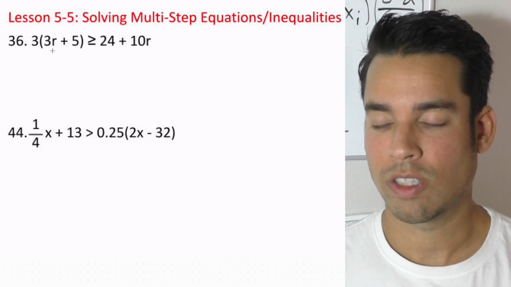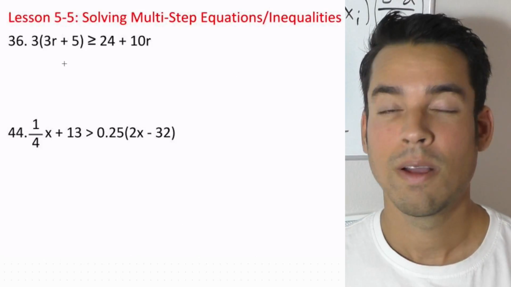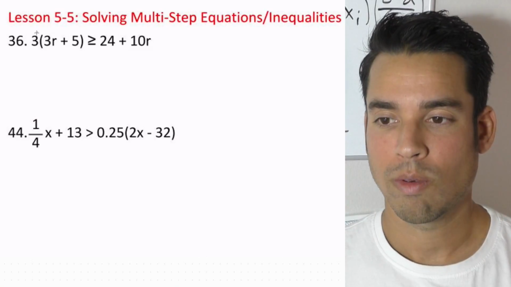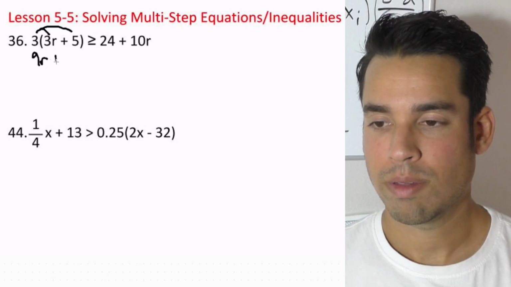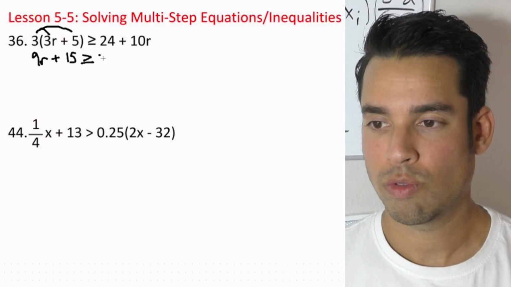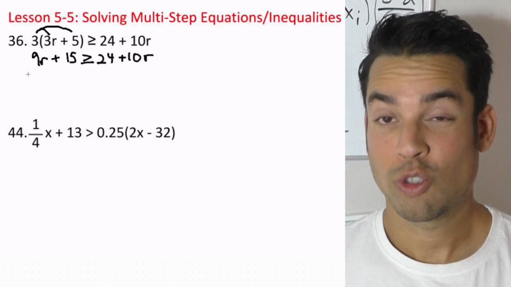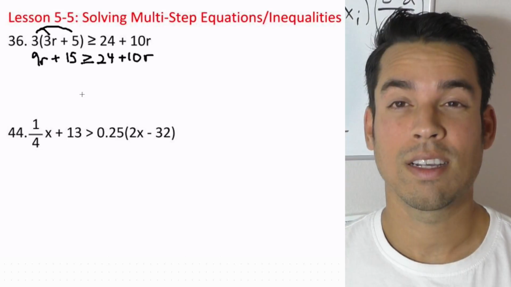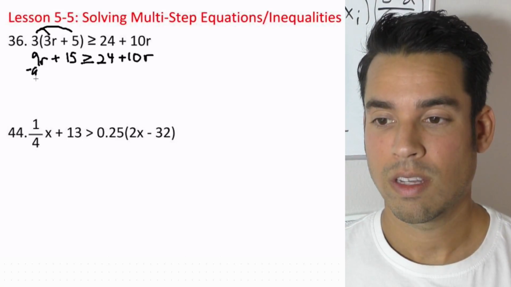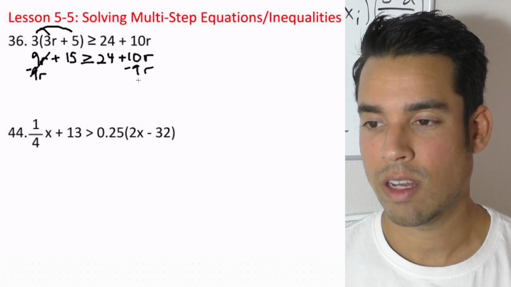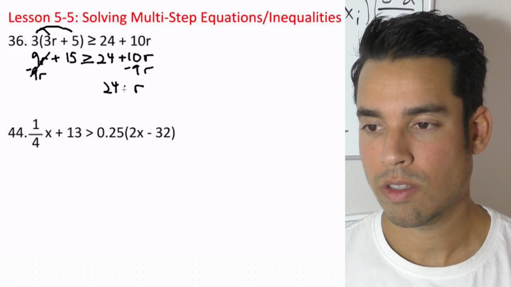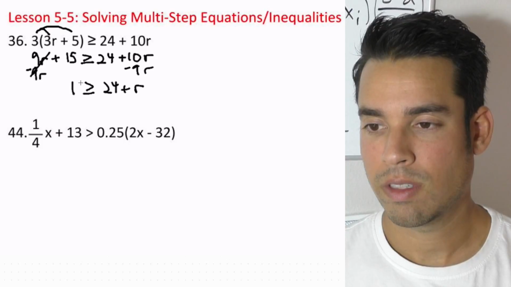Let's move on to the next 2 questions. Next we have 36. Man, this is a lot of stuff. Let's again go through step by step. First, we're going to execute this distribution. So we get 9r plus 15 is greater than or equal to 24 plus 10r. Let's get the r's over here. Choose either side, it doesn't matter. I'm just going there because that way we don't have a negative r. Negative 9r, negative 9r. This guy goes away. What's 10r minus 9r? It's r. So we have 24 plus r is less than or equal to 15.